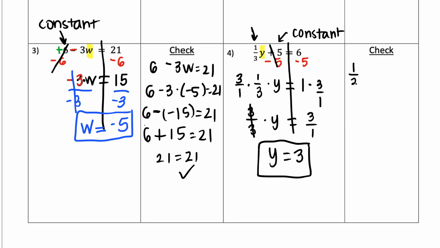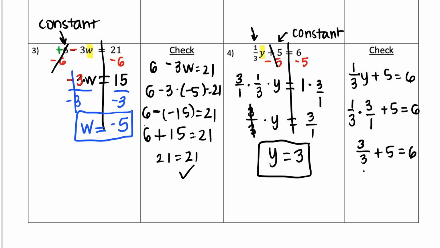We'll check it. 1/3 y plus 5 equals 6 was our original equation. We're going to replace y with a 3. This 1/3 is being multiplied by that y, so I'm going to multiply by 3. Add 5, and it should equal 6. When I multiply 1/3 times 3, I can put 3/1. This leaves me with 3/3 plus 5 should equal 6. 3 divided by 3 is 1. 1 plus 5 is 6, and that is equal to what we were looking for, meaning our solution is correct.